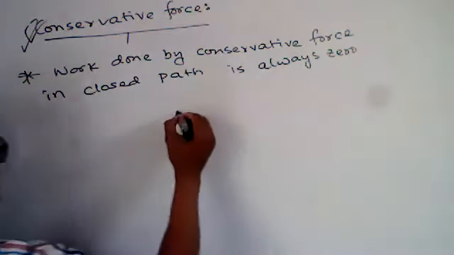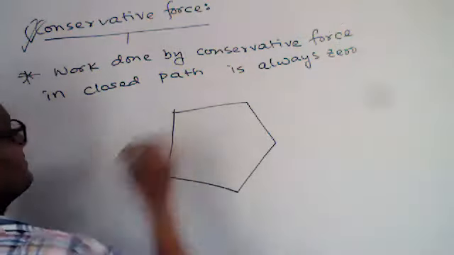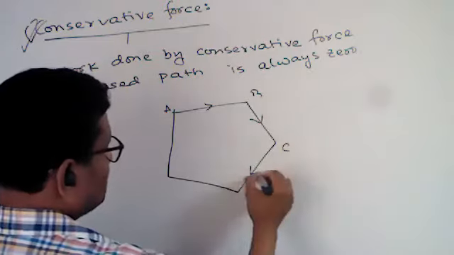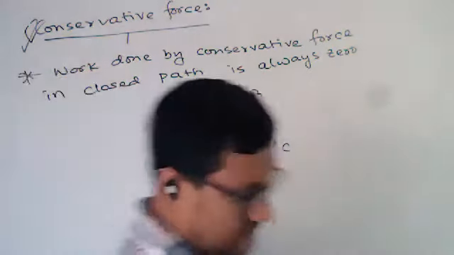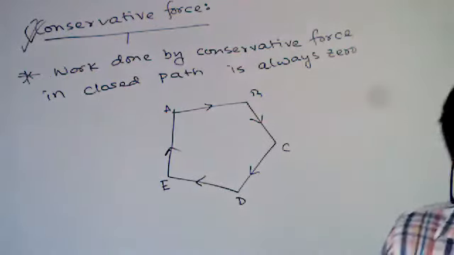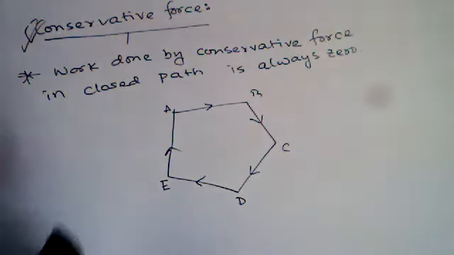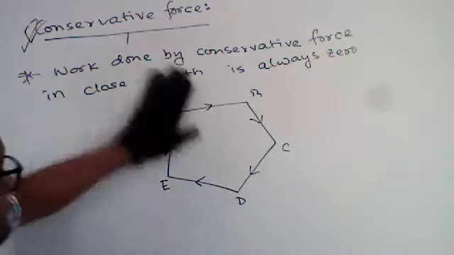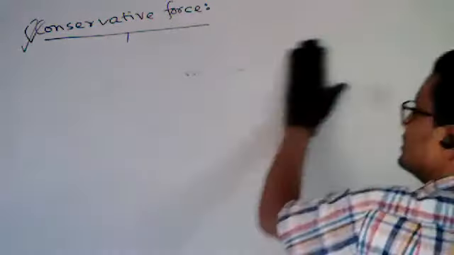Suppose A to B, B to C, C to D, D to E, and E to A. In this case, total work done is 0. If the force is a conservative force, then we can say work done in a closed path will be 0. There is another condition, that is the non-conservative force.